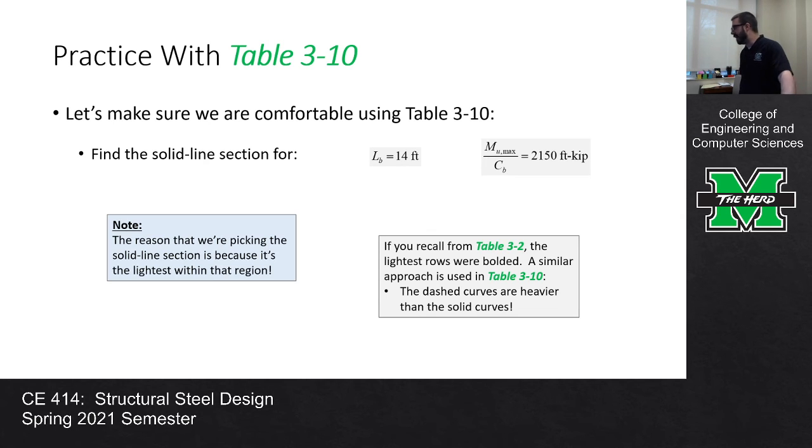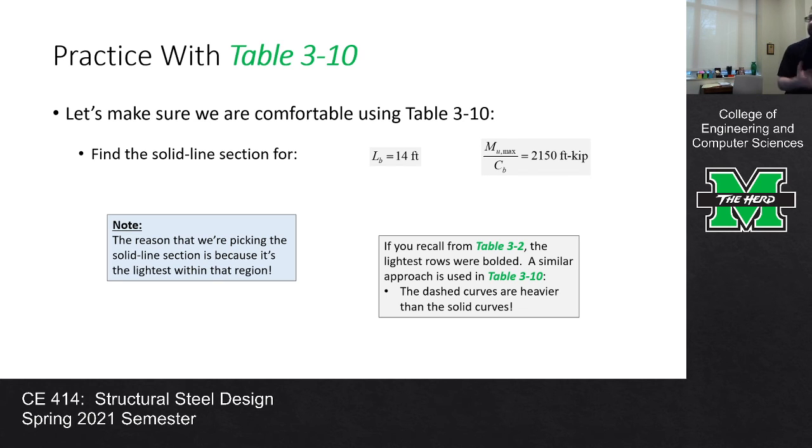To close us out for today, to end our lecture, I want to do a practice. There's no example problem with this. I just want to make sure that we're comfortable using table 3-10. So I'm going to go back to my notebook here because I have this pulled up. I want everybody to see if they can find the lightest shape with this. I want to look at an LB value of 14 feet and an MU over CB of 2150.